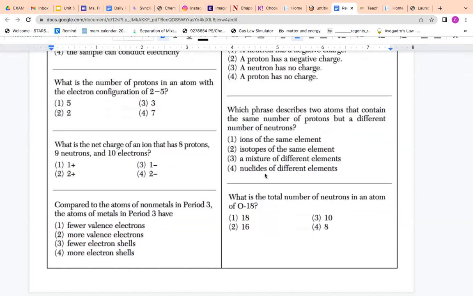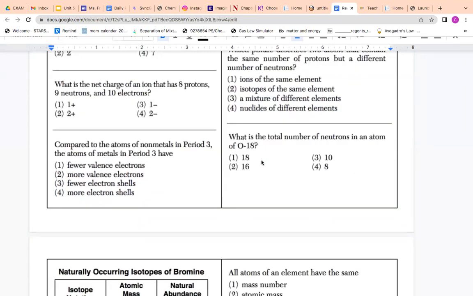Which phrase describes 2 atoms that contain the same number of protons, but a different number of neutrons? Again, this is just a definition, okay? So when you have 2 atoms or multiple atoms that have the same number of protons, that means they're the same element, but their neutrons can differ. And this is an isotope. Again, these are basically the versions of elements. Examples could be carbon 12, carbon 13, carbon 14, so on and so forth. This seems a lot more familiar to us now because we have started nuclear chemistry. All right, so that one is choice 2. Again, simply just a definition sort of question.